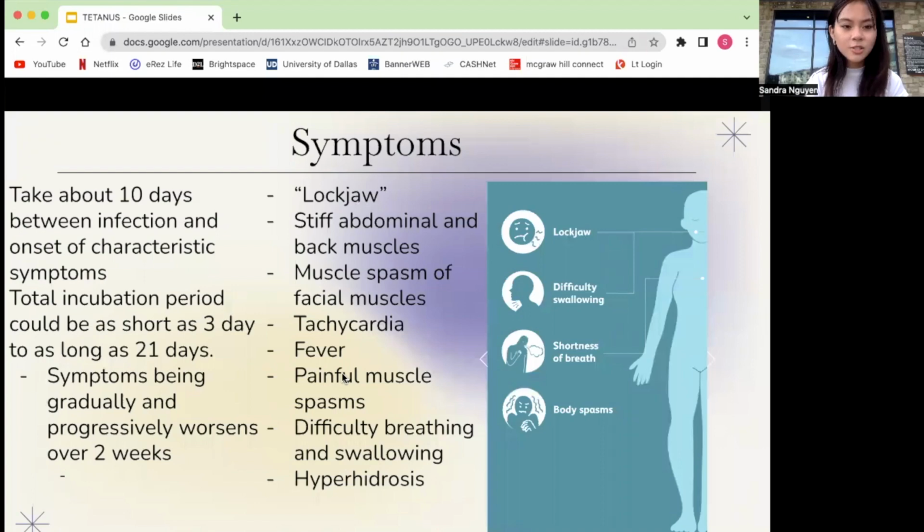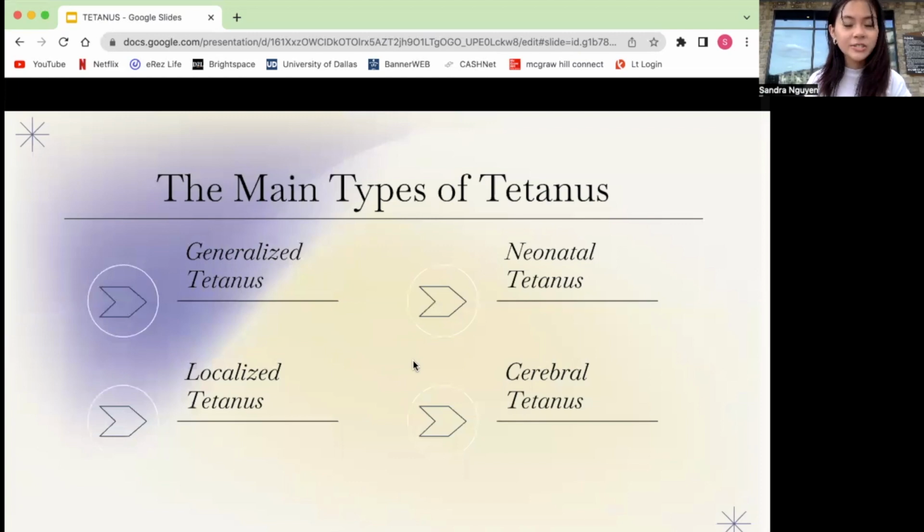So now going into the symptoms. It takes about 10 days between infection and the onset of those characteristic manifestations of tetanus. And the total incubation period could be as short as 3 days, or it could be as long as 21 days. And the symptoms of tetanus usually begin gradually and progressively get worse over the next couple of weeks. Some of the characteristic symptoms of tetanus include locked jaw, or that inability to move your jaw, stiff abdominal and back muscles, muscle spasms of the facial muscles, tachycardia, which is just fast heart rate, fever, painful muscle spasms, difficulty breathing and swallowing because of the stiffness of the neck and the facial muscles, and then hyperhidrosis, which is just excessive sweating.